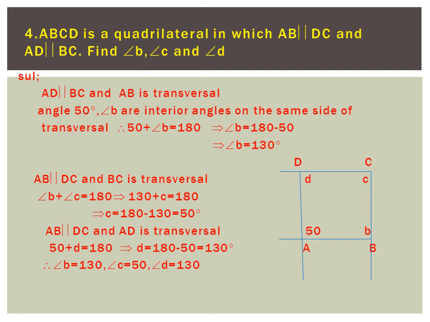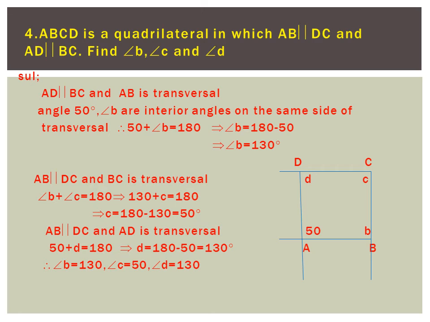Next, AB and DC both are parallel. So BC is a transversal. Now we have to change the figure a little bit. So BC is a transversal. Angle B plus angle C is equal to 180 because both are interior angles on the same side of the transversal. So angle B is equal to 130. So C we have to find. So C is equal to 180 minus 130, that is equal to 50 degrees. Over.